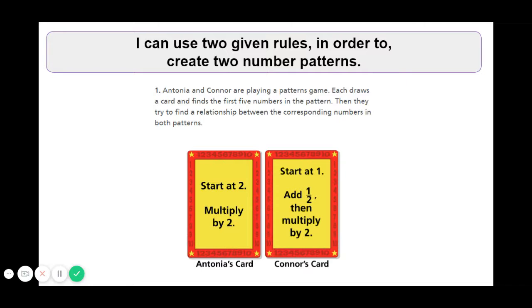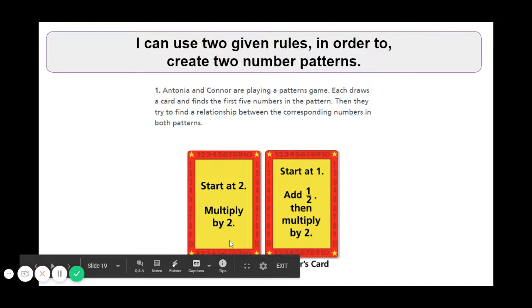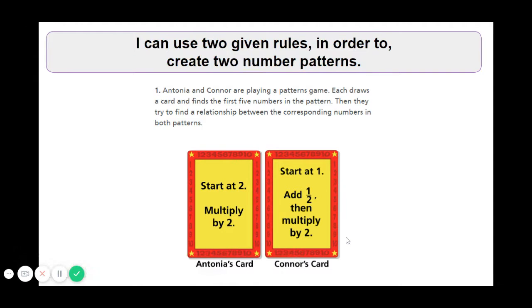Let's look at this problem. Antonia and Connor are playing a patterns game. Each draws a card and finds the first 5 numbers in the pattern. Then they try to find the relationship between the corresponding numbers in both patterns. So Antonia's card on the left says to start at 2 and multiply by 2. Connor's card says to start at 1, add 1/2, and then multiply by 2.